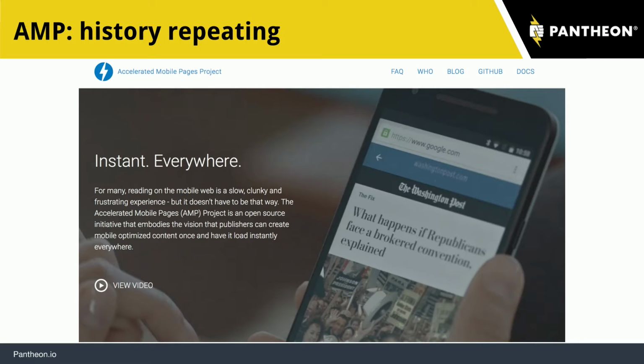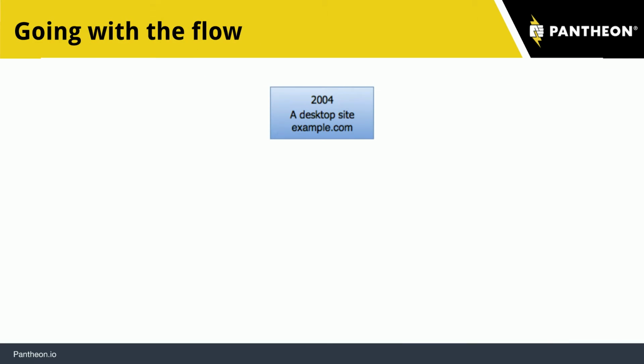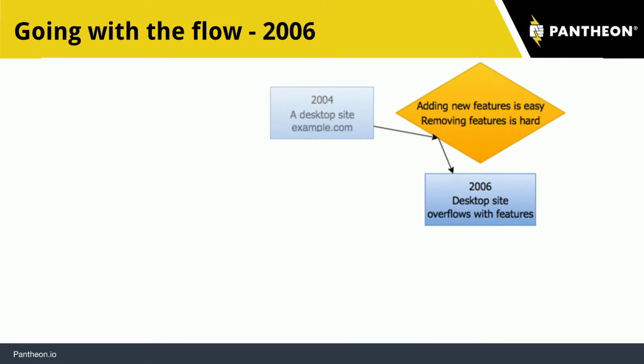Well, okay, cool. Everybody wants faster sites. We can add that, and we're going to get better treatment in Google search results. Well, this sounds to me like history repeating itself. So, in 2004, maybe example.com had a fine desktop website. They had just joined the CMS era, and it's a good website. And then by 2006, well, adding new features is always easy, and removing features is really hard, so the site starts to get a little bit slower.